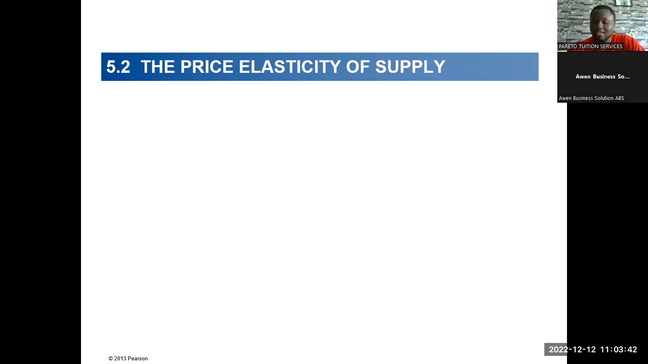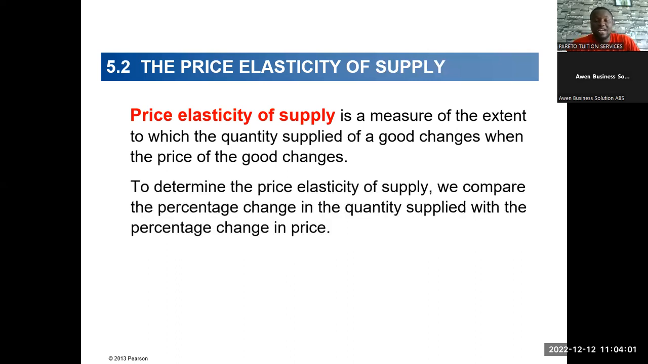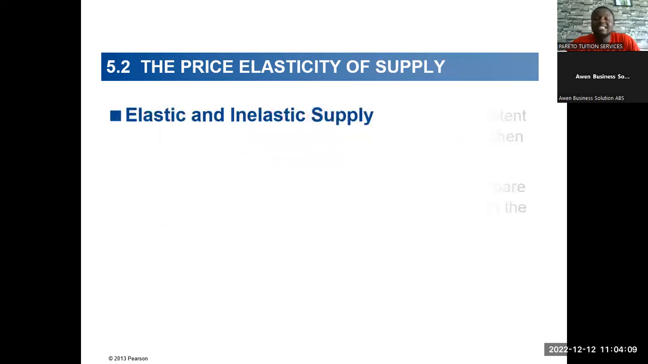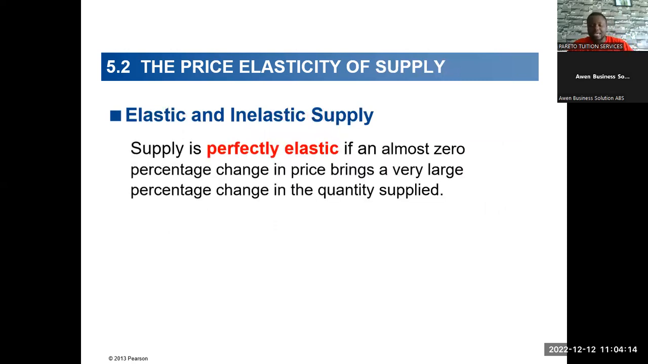Let's look at elasticity of supply. Just like demand, there's a way to measure the extent to which the quantity supplied of a good changes when the price of the good changes. So if price changes, how responsive are producers, the sellers? How do they respond to changes in price? To measure it, we need to compare the percentage change in quantity supplied and the percentage change in price. The interpretation, everything is the same. We have elastic supply when the percentage change in quantity is more than the percentage change in price.